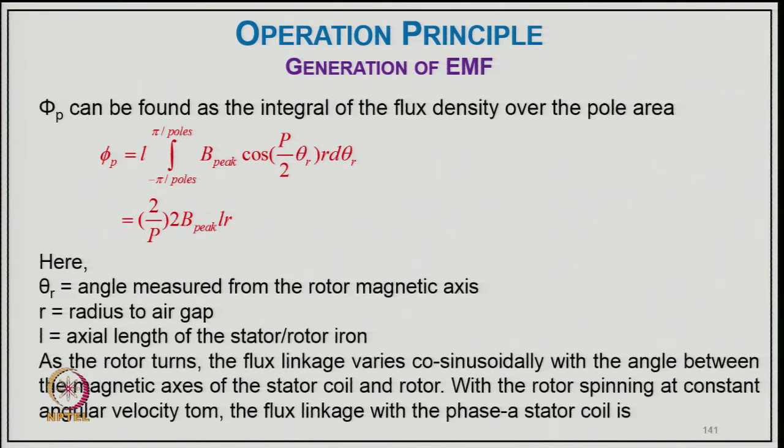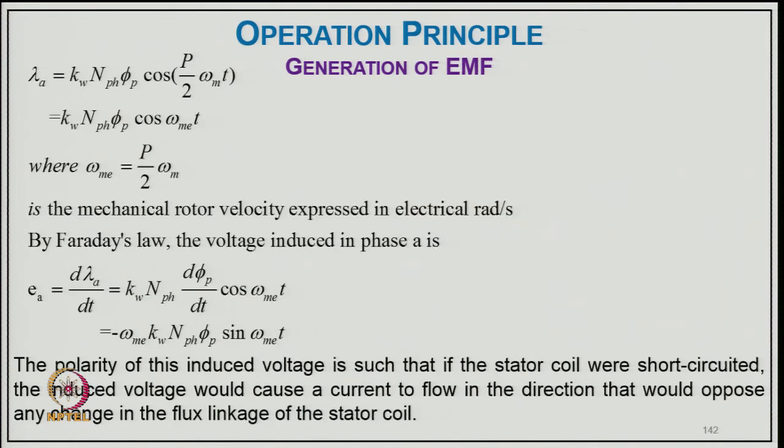And you can find the generated flux linkage lambda_a equal to k_w N phi cos(p/2 omega_m t), and that can be written as k_w N_ph phi cos(omega_me t), where omega_me is p by 2 omega_m. So, this is the mechanical rotor velocity expressed in electrical radians per second.